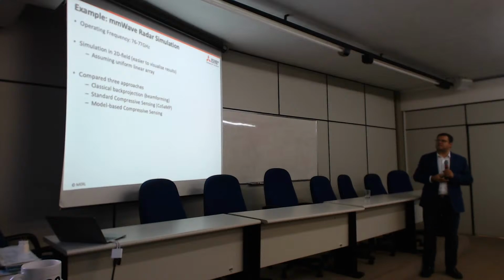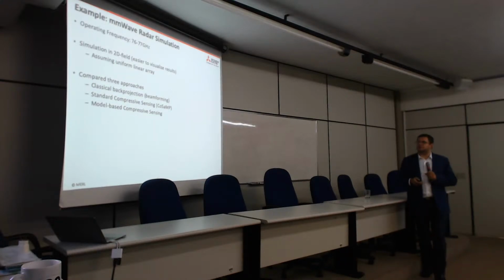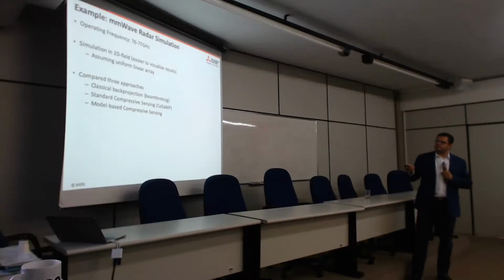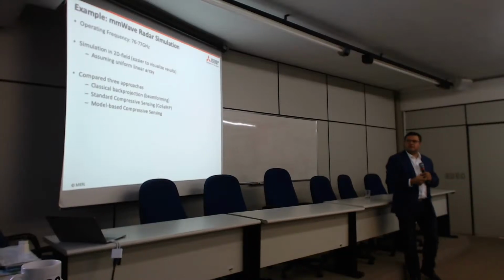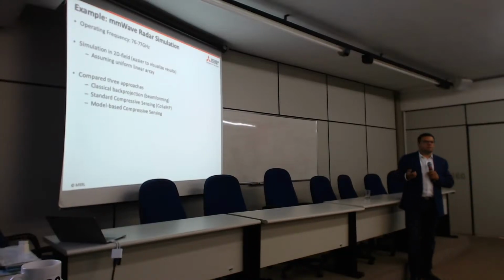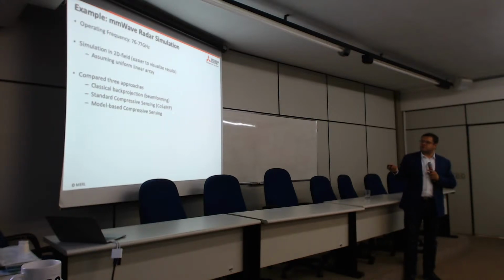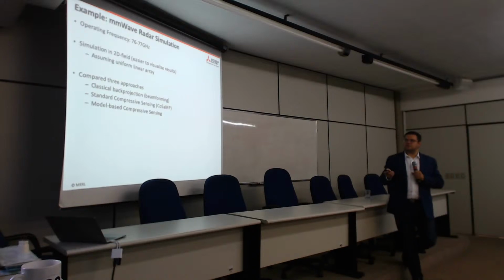This is an example with a millimeter wave radar simulation. The simulation is in a 2D field. So it's a linear array and it's looking at a 2D field. That's because it's easier to visualize the result. We start assuming a uniform linear array, and we see that effect. And then we compare three approaches: the classical back projection or beamforming or whatever you want to call it, standard compressive sensing using CoSaMP, which is one algorithm known for solving these problems, and then using model-based sensing.